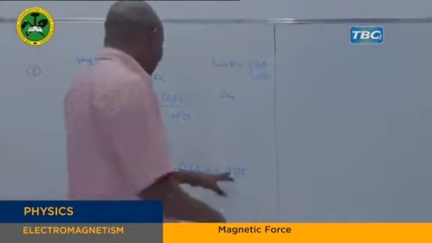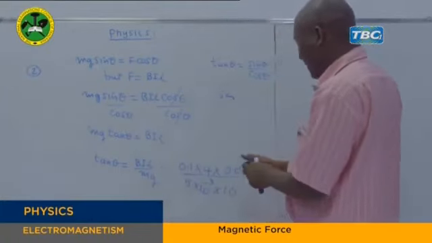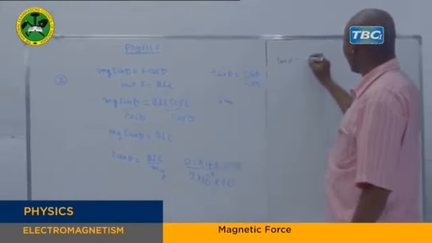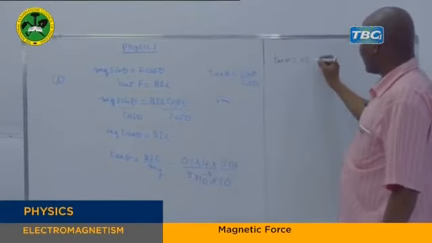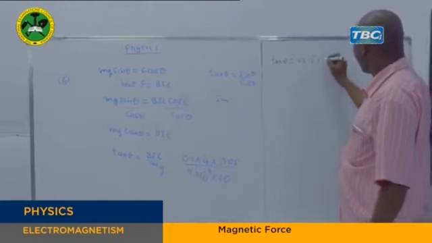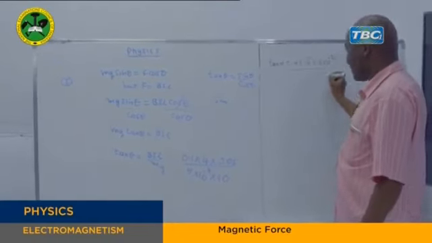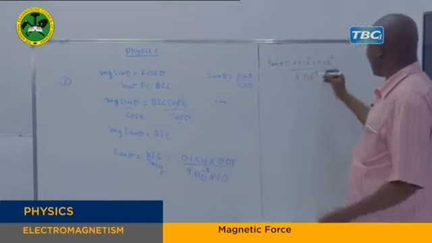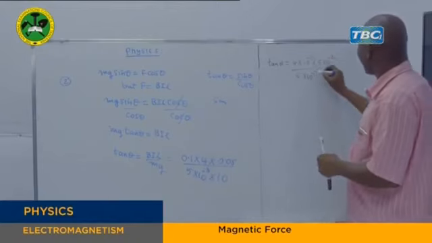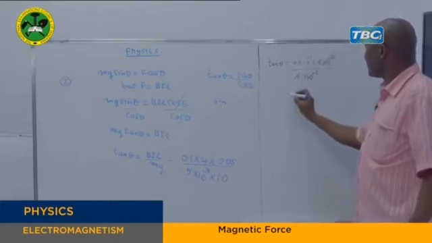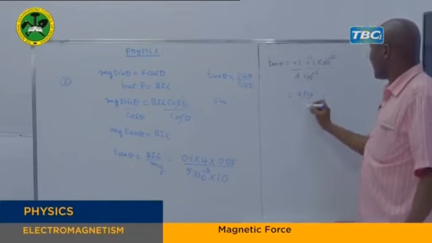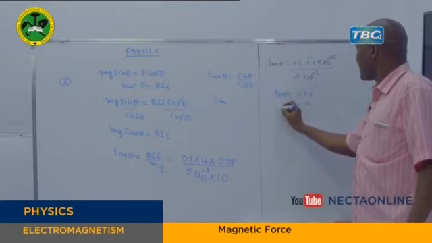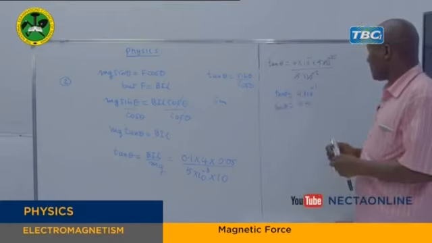Now, using your calculator, you can find tan of this theta. Tan of that angle equals 4 times 10⁻¹ times 5 × 10⁻², divided by 5 × 10⁻². The 10⁻² cancels out very easily, and what is left is 4 × 10⁻¹, which equals 0.4. So tan theta equals 0.4. Check your calculator.